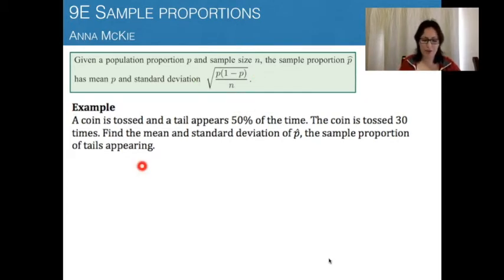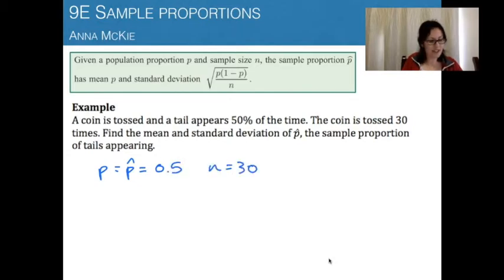Into an example: a coin is tossed and a tail appears 50% of the time. If the coin is tossed 30 times, we're asked to find the mean and standard deviation of p hat, which is the sample proportion of tails appearing. So the way you would write this out is that p, to find out the mean, is approximately equal to p hat, which is 0.5. And our n is 30.